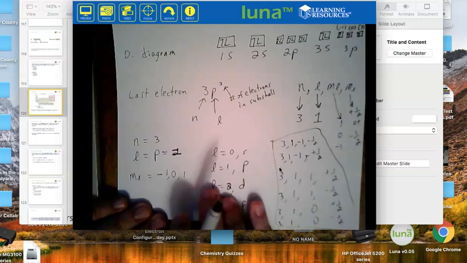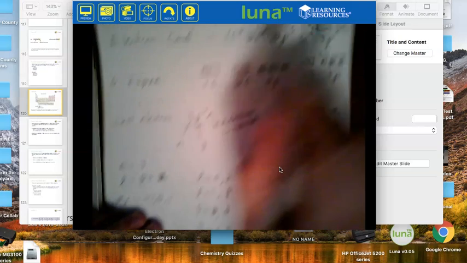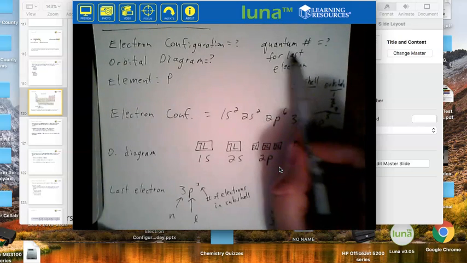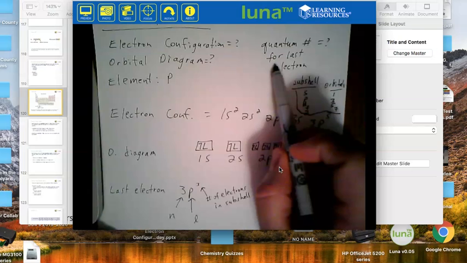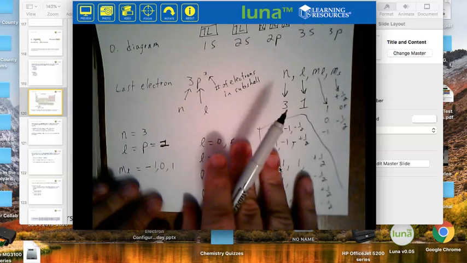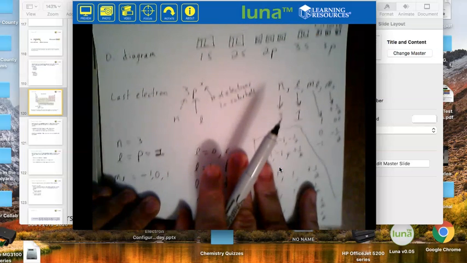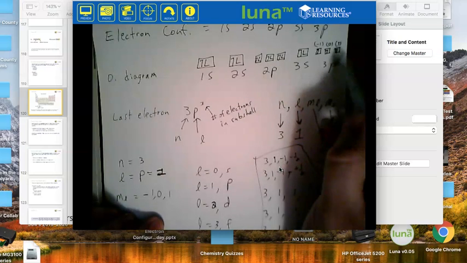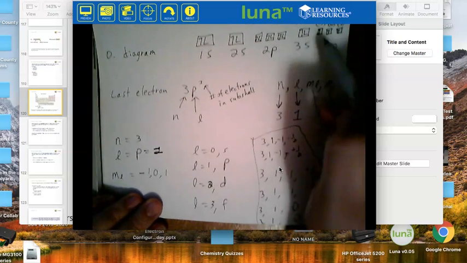The last thing they wanted us to do was figure out the quantum numbers for the last electron. So what is the last electron? The last electron I added was 3p1, or well, it's technically 3p3.